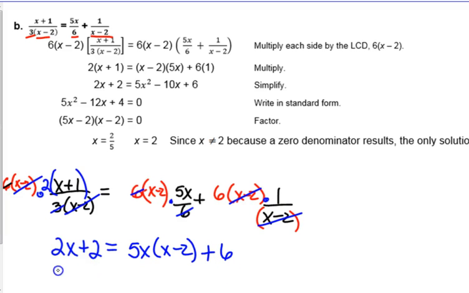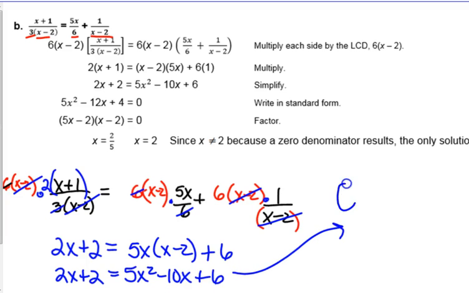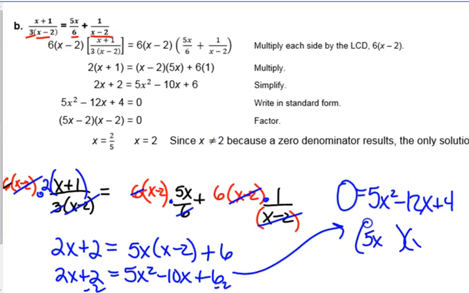All right, quickly distributing on the right side, sorry. And then it is a quadratic, so I need to get it equal to 0 again. See, if I subtract 2x, I'll have minus 12x. If I subtract 2 here, I'll have plus 4. And luckily that does factor.